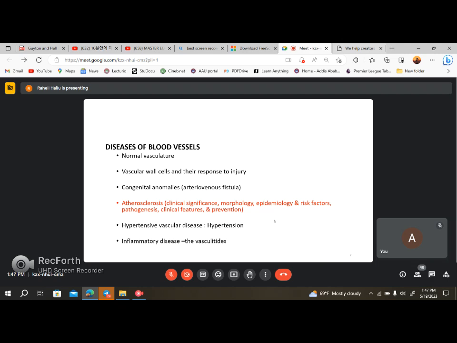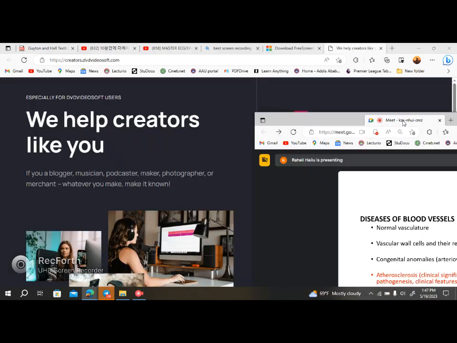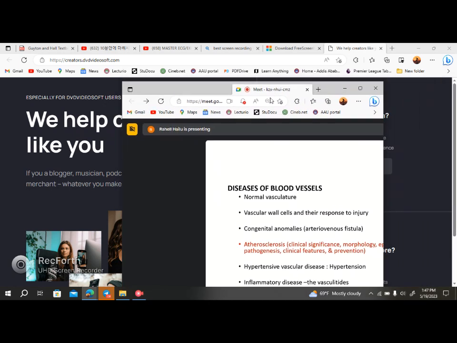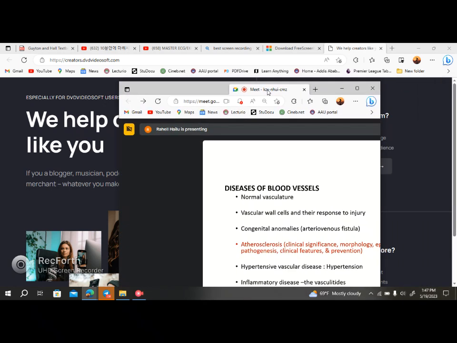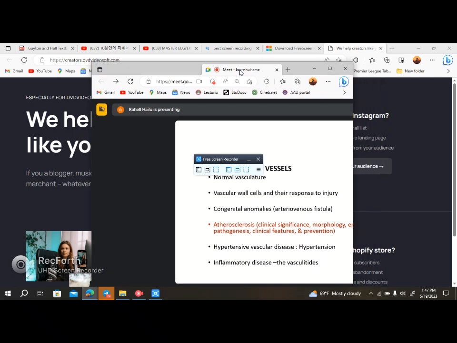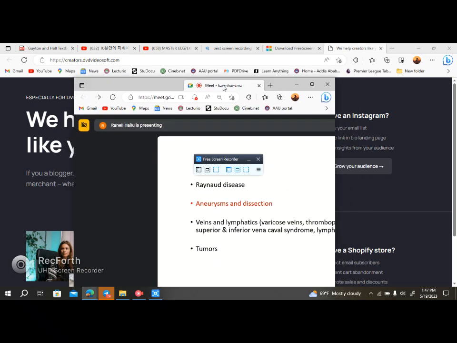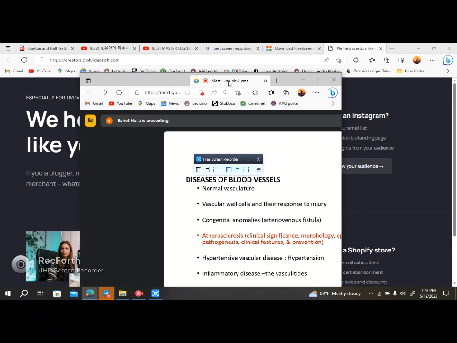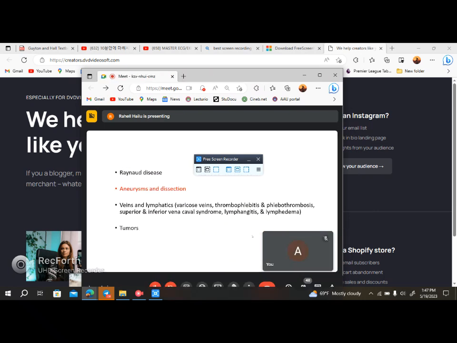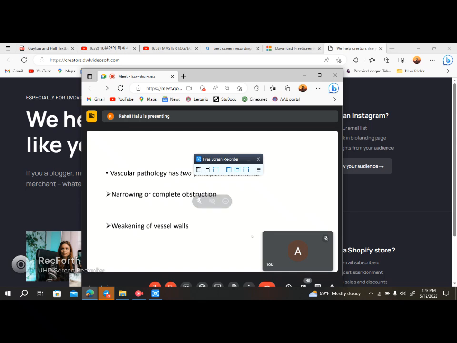So in our discussion today, we'll see a little bit about the commonly encountered vascular abnormality in a lot of settings. Atherosclerosis, we'll look at how it's formed, the clinical morphology, the factors, and so on. And we'll also look at aneurysms and dissection. We'll cover hypertensive vascular diseases, congenital anomalies, and all the others in your next lecture.